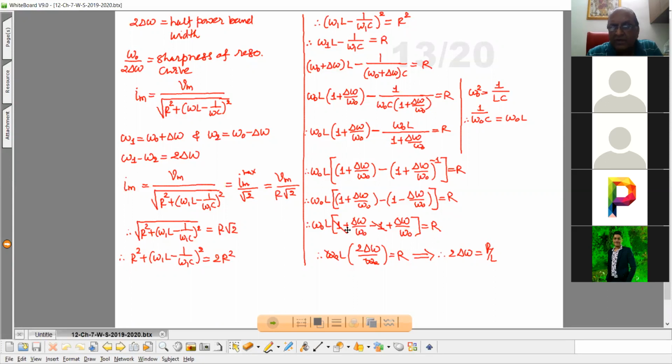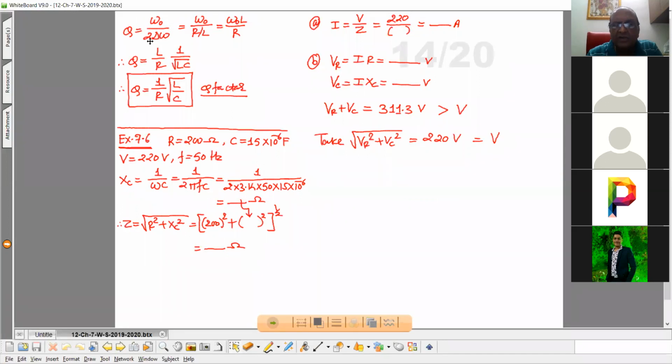So simplify 1 plus delta omega by omega 0 minus 1 plus delta omega by omega 0, that is equal to R. So this one in the bracket is resultantly 2 delta omega by omega 0. This one is omega 0 L as it is, that is equal to R. Omega 0 cancelled. So 2 delta omega, that is equal to R by L. Now substitute this value. Q factor, that is omega 0 upon 2 delta omega, but 2 delta omega we proved is R by L. So we can write that is omega 0 L by R. But omega 0, that is 1 upon root LC. So Q, that is L by R, 1 upon root LC, but L upon root L will give you root L. So Q is equal to 1 upon R under root L by C.